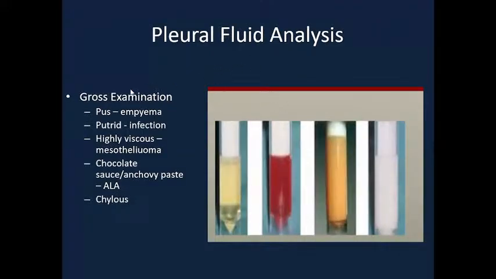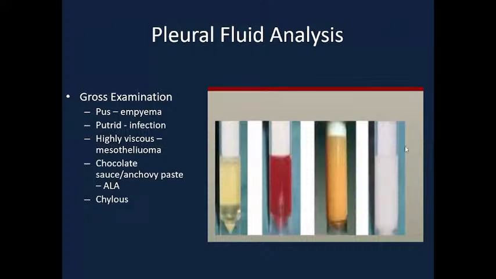Fluid analysis begins with gross examination. You need to get the fluid and examine it, determine whether it is pus, what is the smell, is it putrid, which would be infection, is it highly viscous? Mesotheliomas tend to be highly viscous. Is it chocolate sauce or anchovy paste kind of, which would imply amoebic liver abscess? Is it chylous, or is it just simply serous?